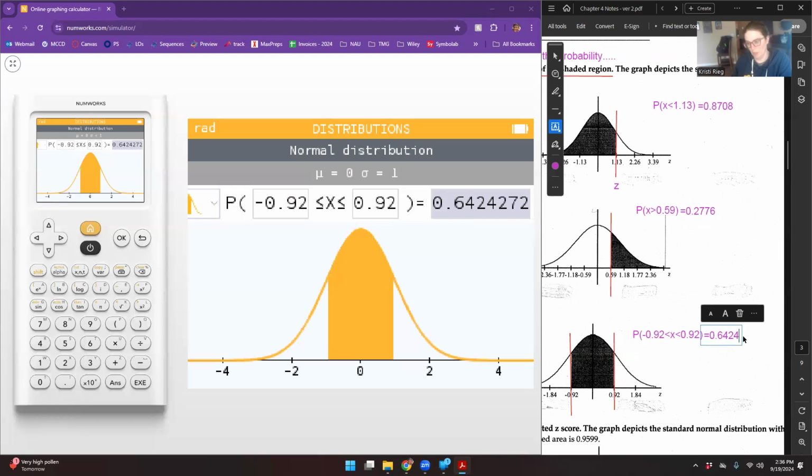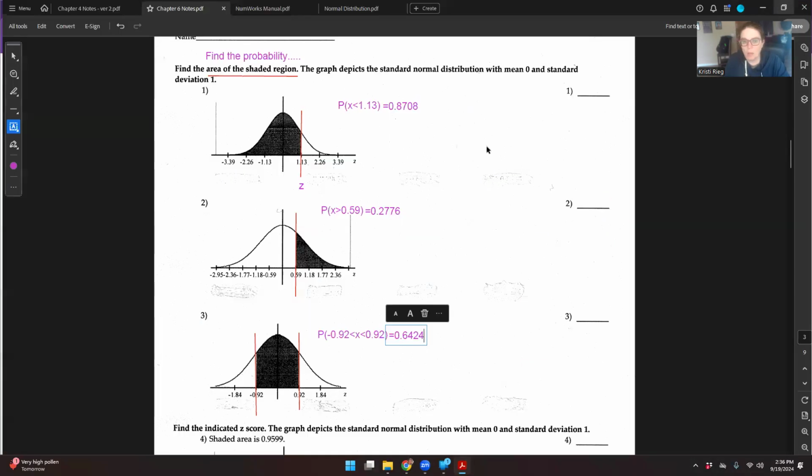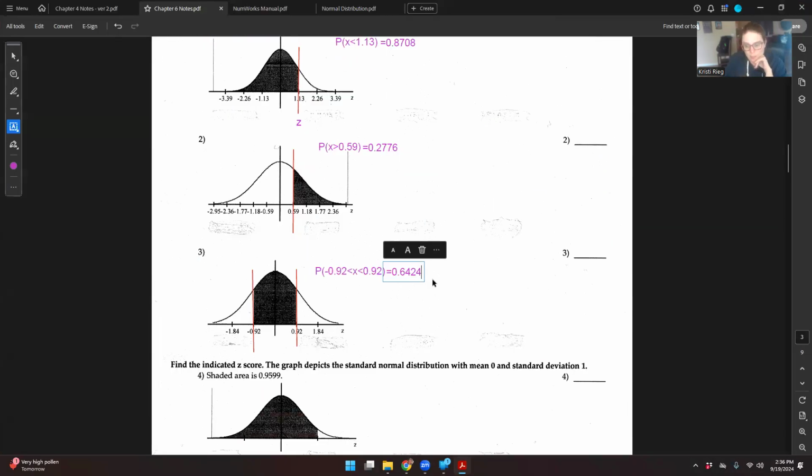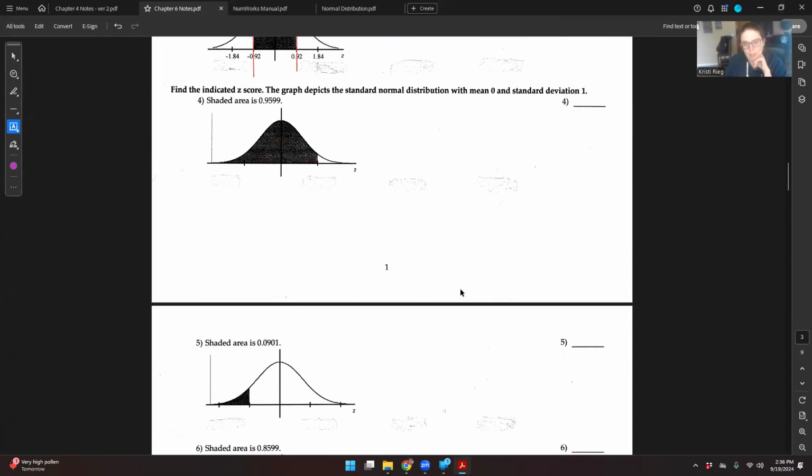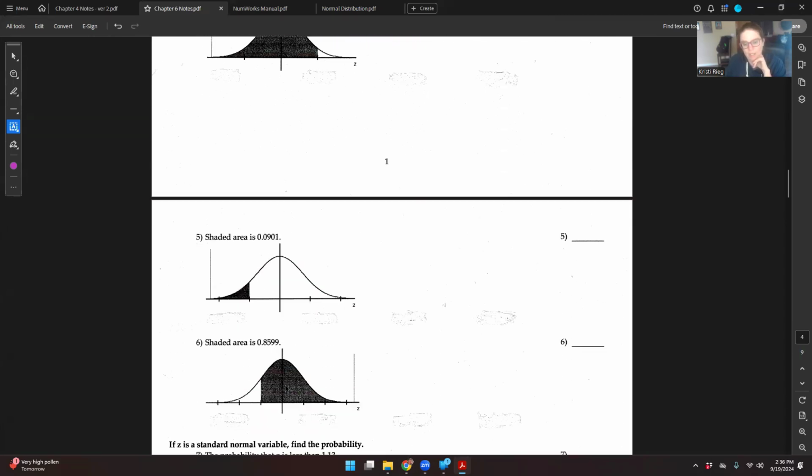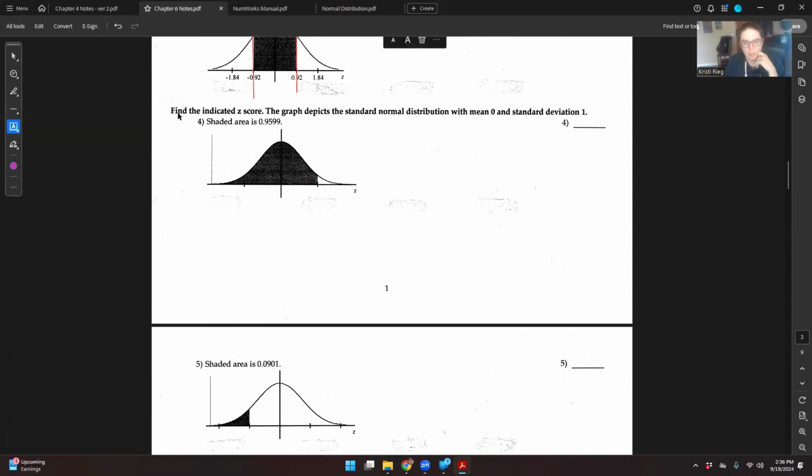0.6424. Okay, so we've gone from here's the z-score, here's the shading of the picture, to finding the probability. The second section on this assignment, so 4, 5, and 6 are all under the same heading right here. Again, we have the normal distribution with a mean of 0 and a standard deviation of 1. But this time, it says what the shaded area is.